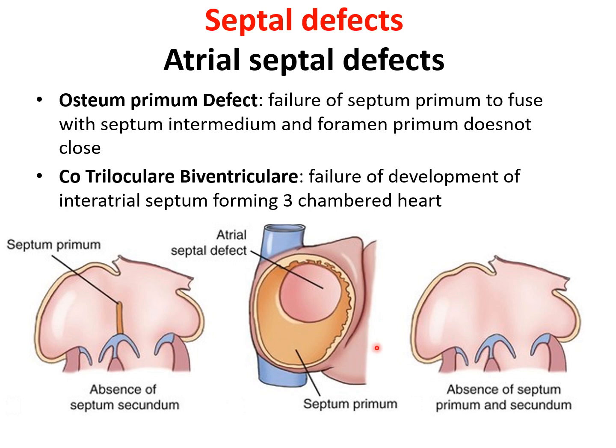Then the quadrilocular biventricular means there is complete absence of the interatrial septum. So the atrium remains as a single chamber while the ventricles are two. So it forms a three-chambered heart. That is why it is called quadrilocular biventricular: two ventricles are there, but otherwise it is a three-chambered heart. Right.